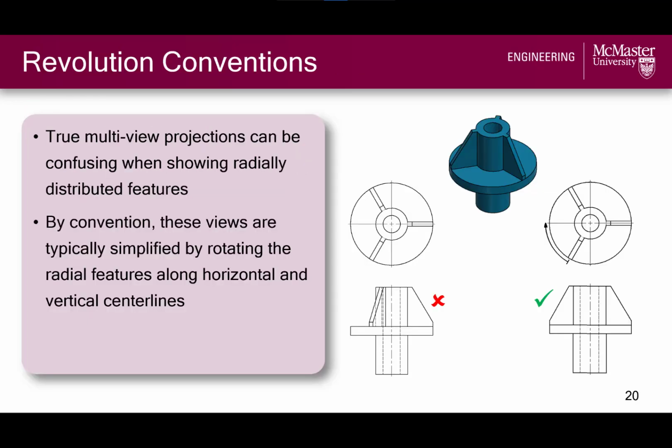Finally, another multi-view convention to be aware of deals with revolved features. In this example, we have a part with radially distributed ribs and holes. If we were to take the true multi-view projection of this object, we can see it looks a little confusing and awkward. So rather than doing this, such views are typically simplified by rotating the radial features along the horizontal or vertical center lines to get a symmetric and therefore more easily interpretable view. You can also see arrows on the top view that clearly indicate how these features have been rotated for the purposes of obtaining the front view.